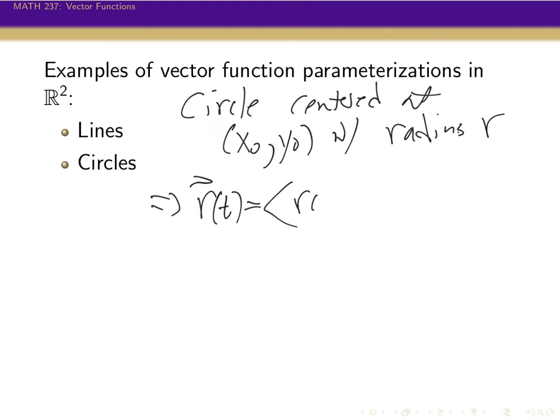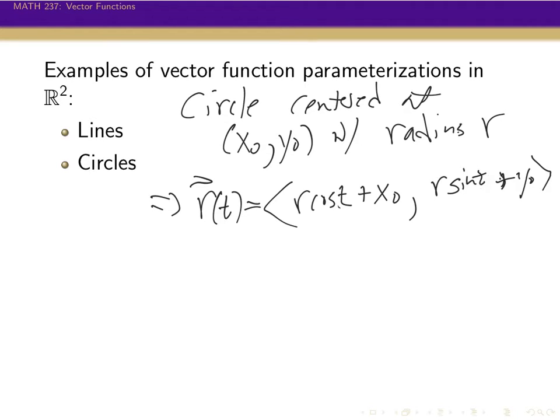r cosine of theta plus x naught, r sine of theta, not theta, I should be using t's, even though t is talking about an angle here, r sine of t plus y naught. That's going to give me my parameterization.